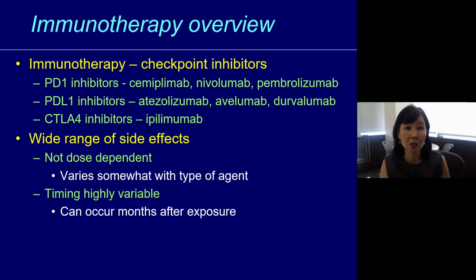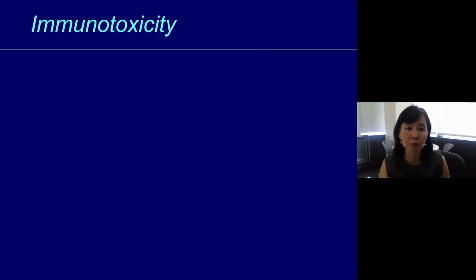And the timing is also highly variable. It can occur quickly, but it can occur months after exposure. I've had some patients who had already stopped their immunotherapy, and then they got side effects several months after stopping immunotherapy. And it can be fatal. And so that is why, as oncologists, we're very, very mindful of immunotherapy toxicities, because they can be rapidly fatal.